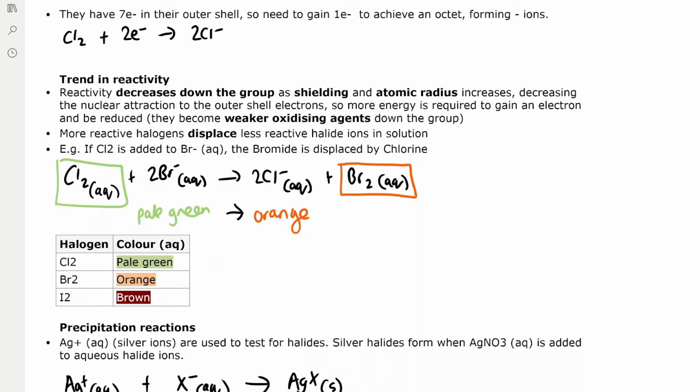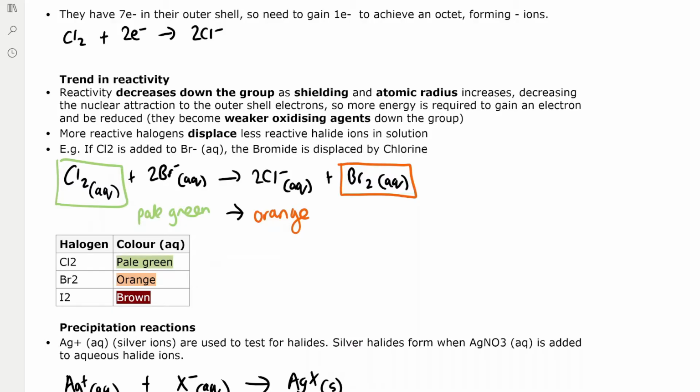And then there's a trend in reactivity. So reactivity actually decreases down the group because shielding and atomic radius increases, which decreases the nuclear attraction to the outer shell electrons. So more energy is required to gain an electron and be reduced. So they actually become weaker oxidizing agents down the group. Remember your definition of an oxidizing agent.